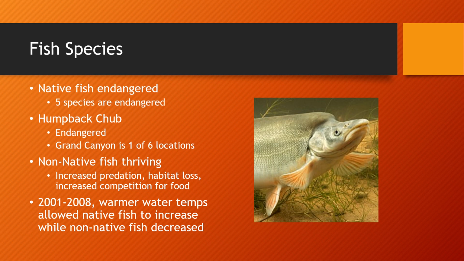Native fish are struggling with colder temps of the river, while non-native fish are thriving. Specifically, trout thrive in the cold Colorado River. Trout are moving in and they are natural predators to the native fish.